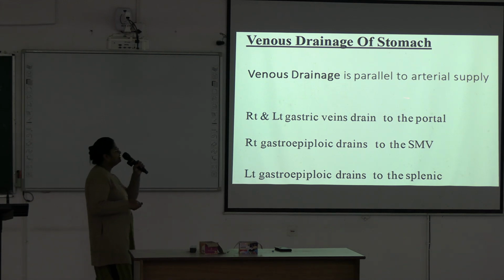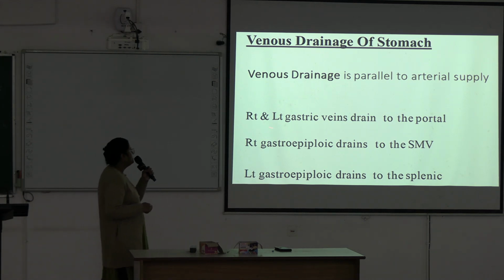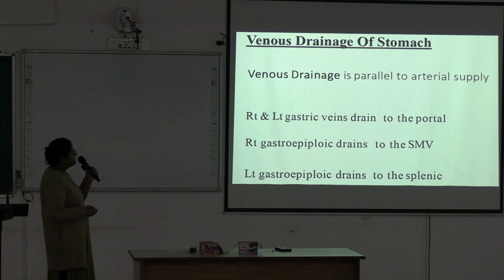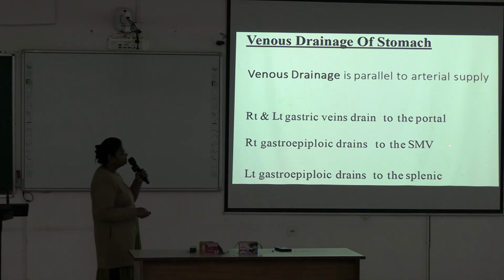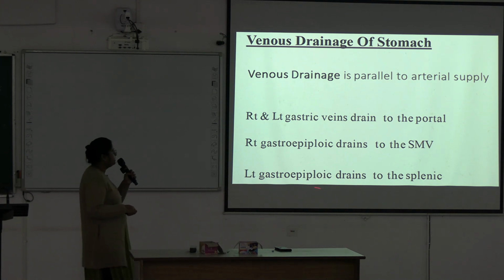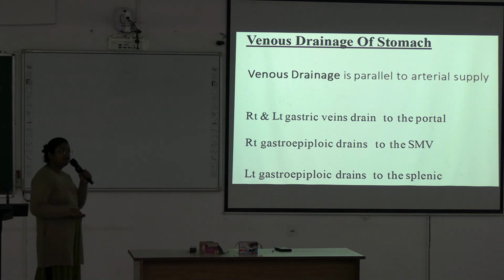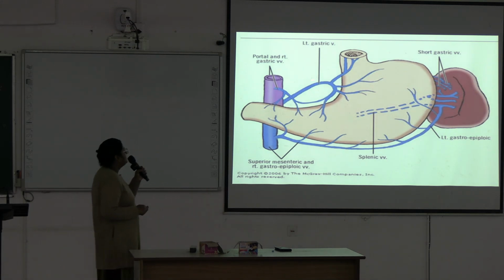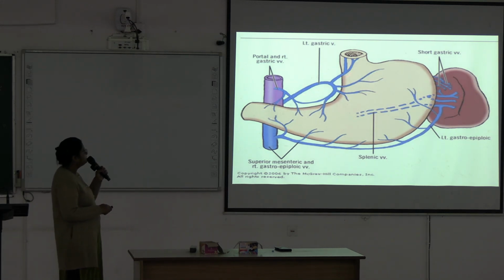So venous drainage is parallel to the arterial supply. Right and left gastric veins drain to the portal vein. Right gastroepiploic vein drains to the superior mesenteric vein. Left gastroepiploic vein drains to the splenic vein. Next, see here, the left and right gastric veins are draining to this portal vein. Okay, and this is the superior mesenteric vein and this is the splenic vein. The superior mesenteric vein and splenic vein join to form the portal vein.